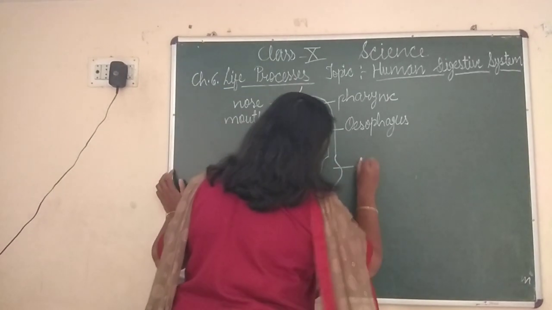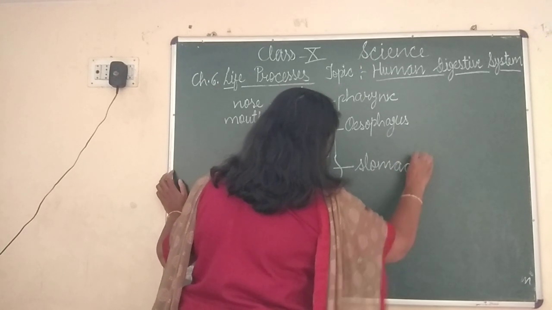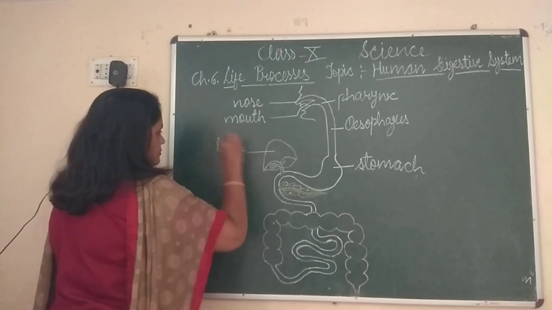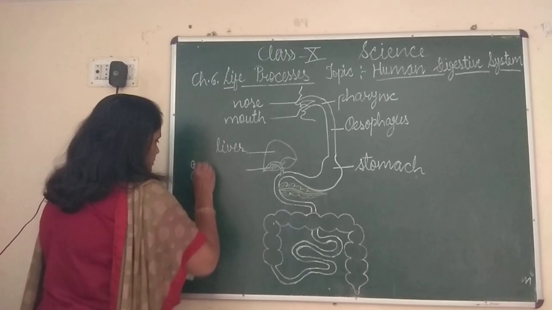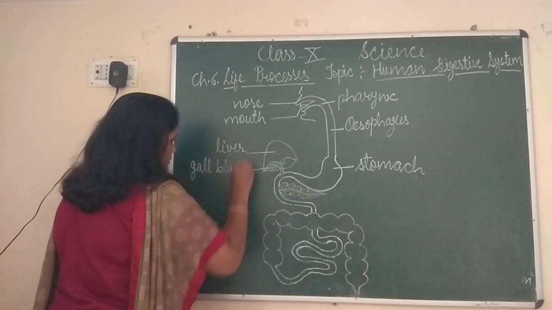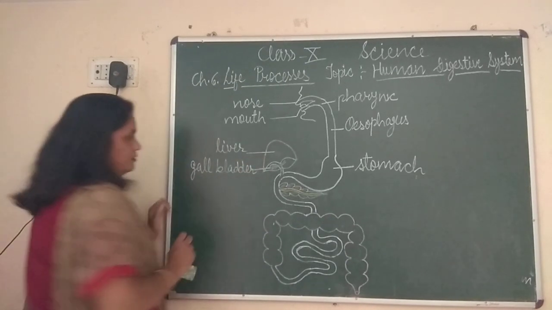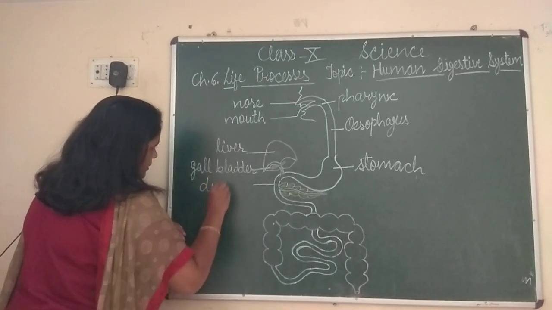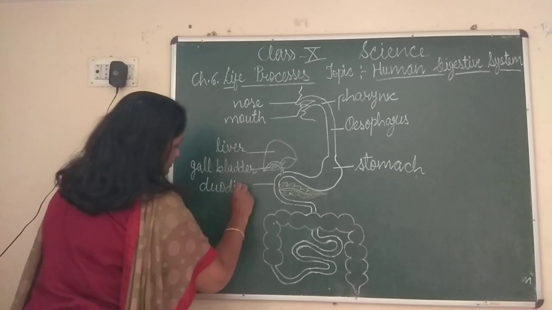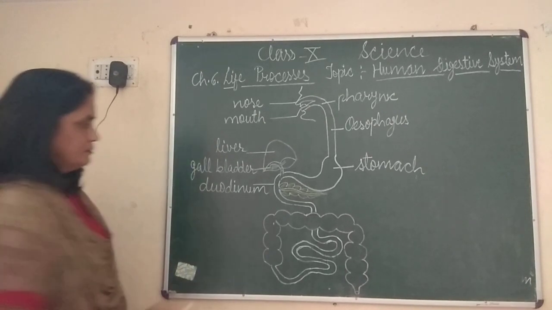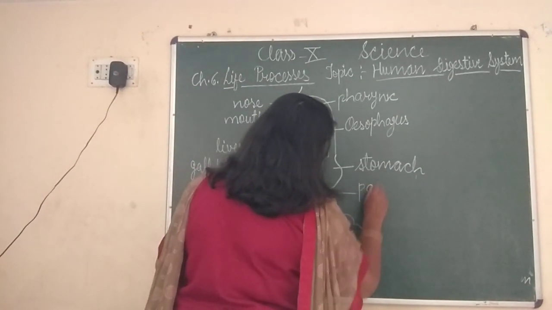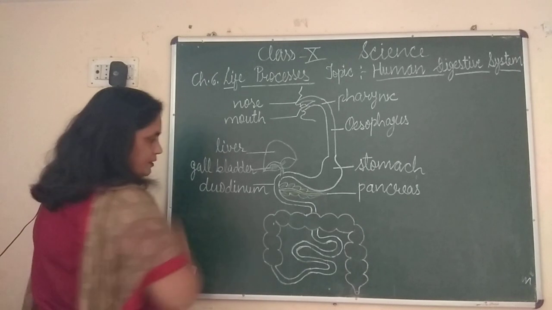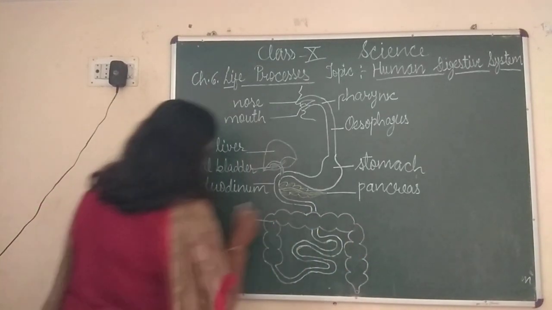Now here it is the stomach, then this is the liver, here the gallbladder, this U-shaped tube, duodenum, this leaf-like gland, pancreas. Okay. Then this is the large intestine.